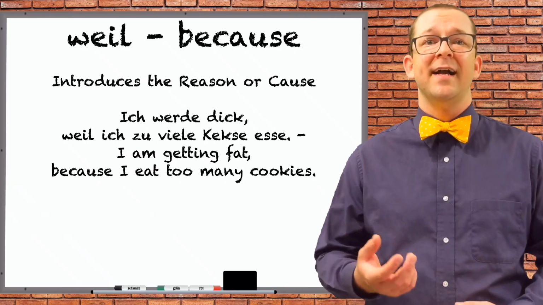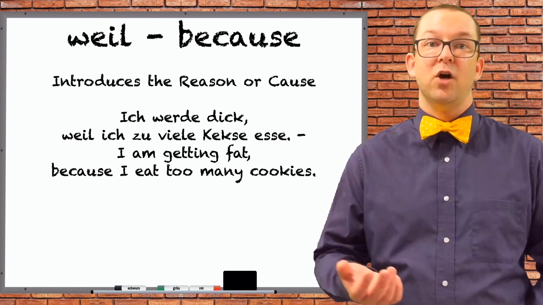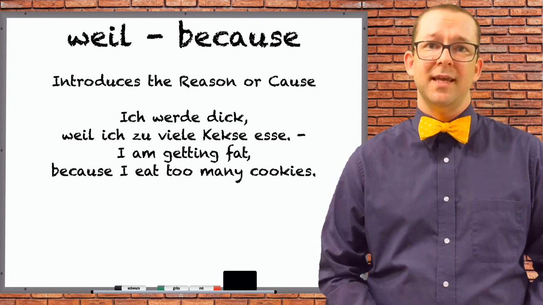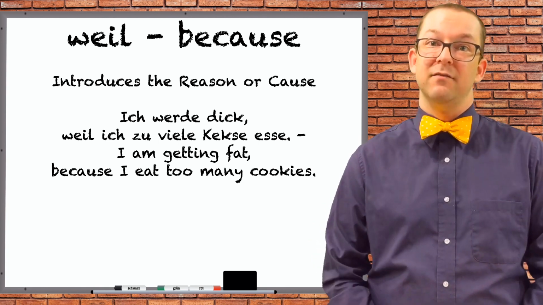The conjunction weil is one of the most popular German subordinating conjunctions, as it means because. It is used mostly like the English word, but obviously it changes the word order, as I mentioned at the beginning of this video.